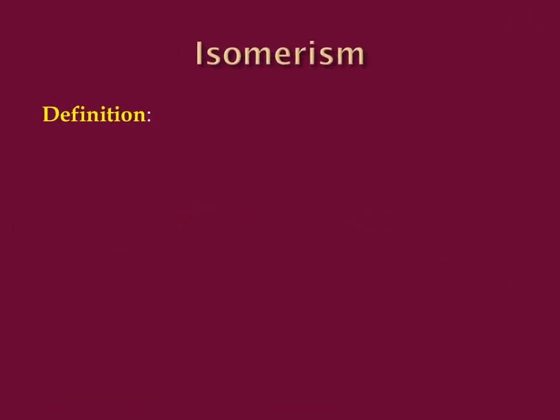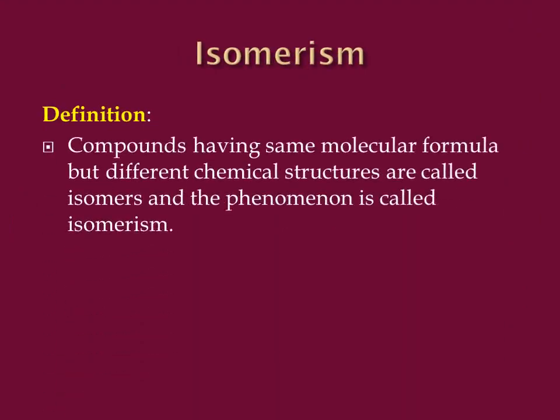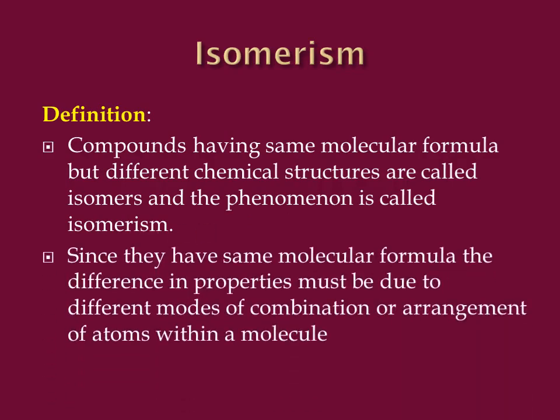Let us start with the definition of isomerism. The definition of isomerism says that compounds having the same molecular formula but different chemical structures are called isomers, and the phenomenon is called isomerism. Since they have the same molecular formula, the difference in properties must be due to the different modes of combination or arrangement of atoms within a molecule.